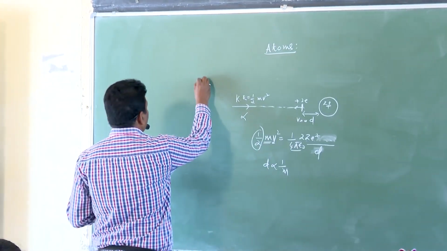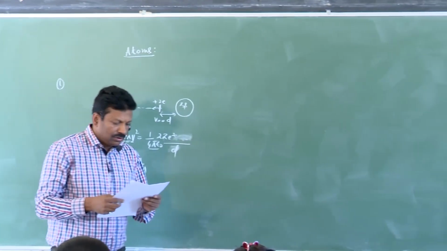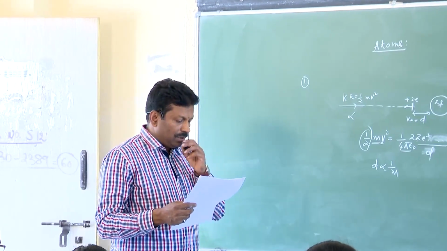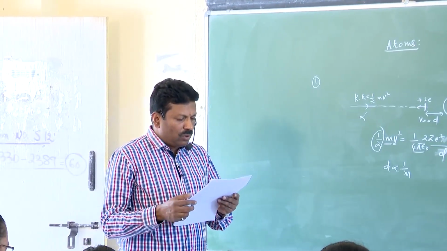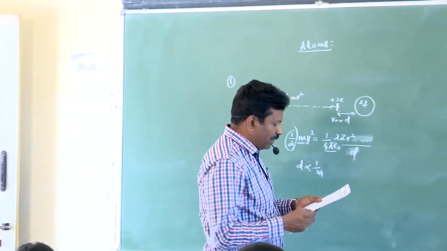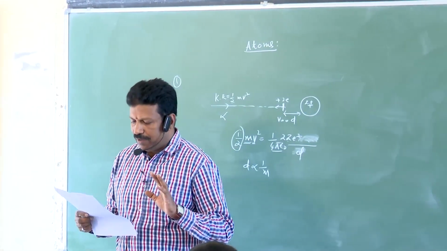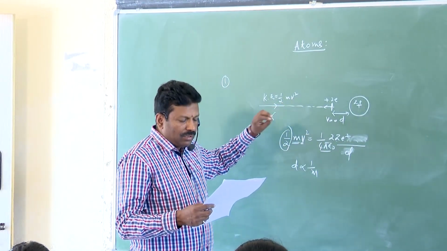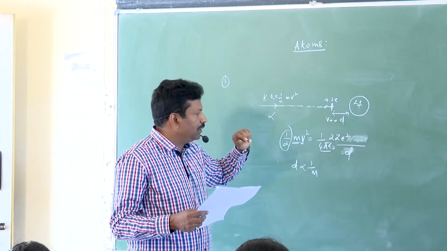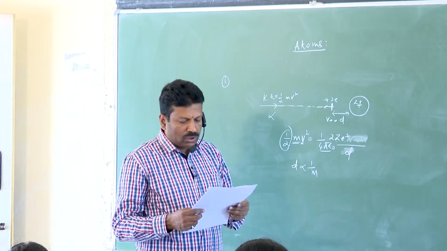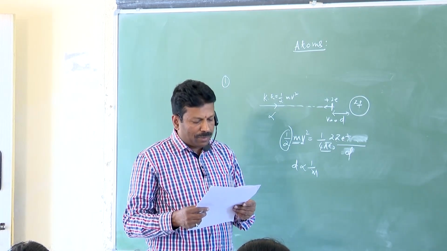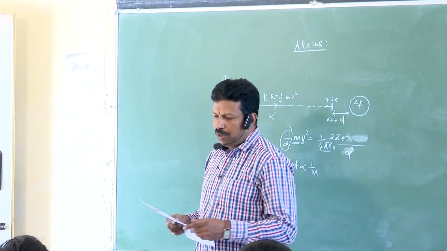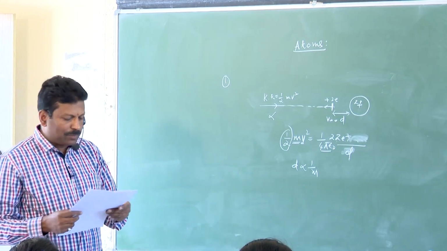Understood? So d is inversely proportional to m. Next question: an alpha nucleus of energy half mv squared bombards a heavy nuclear target of charge Ze. Then the distance of closest approach for the alpha nucleus will be proportional to 1 by m. I think it's a very similar question, but they have put it in a different way. The question is different, but the answer is the same, option C.